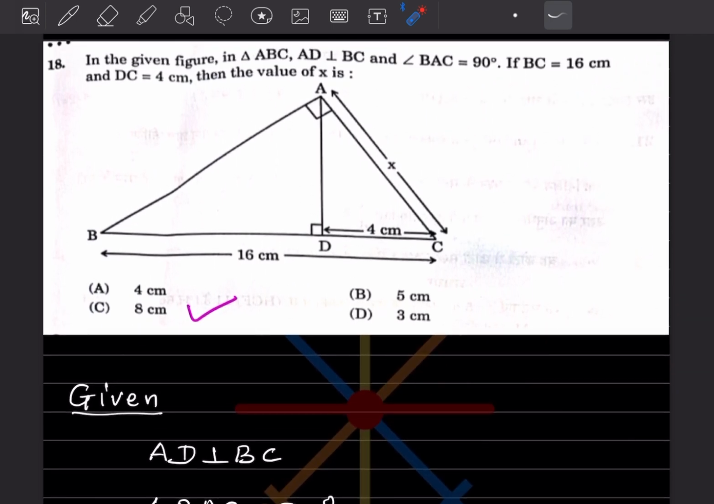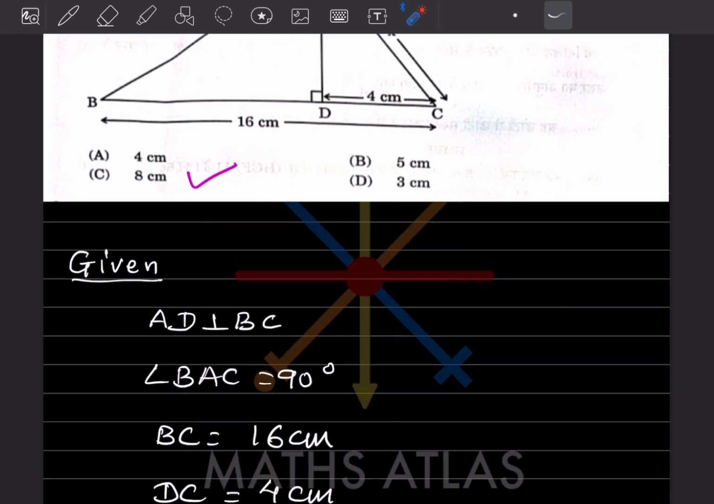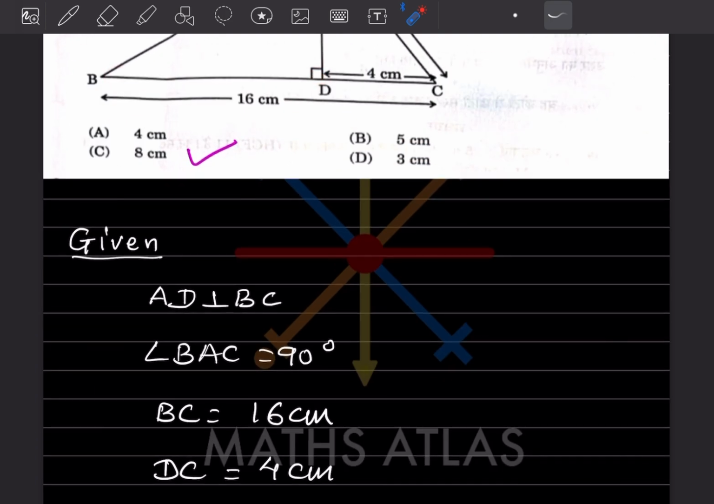So here it's given AD is perpendicular to BC, and angle BAC is 90 degrees, and BC is 16 centimeters. Here DC is given as 4 centimeters. So what will be BD? Because the whole is 16, BD is going to be 12 centimeters, and DC is 4 centimeters.